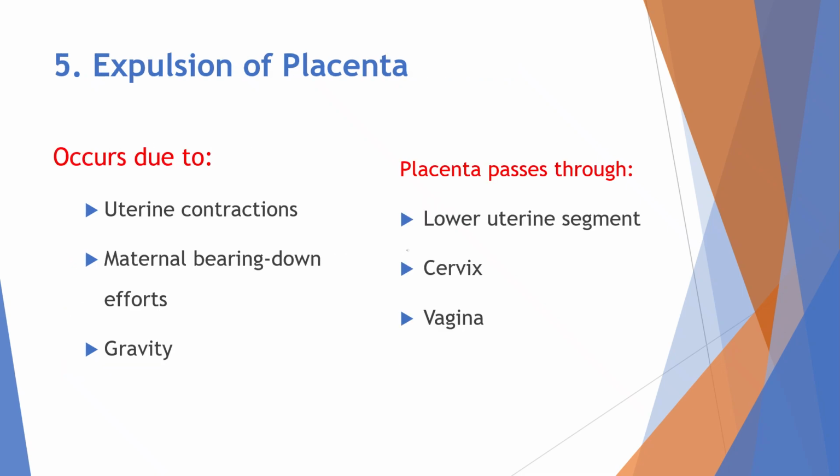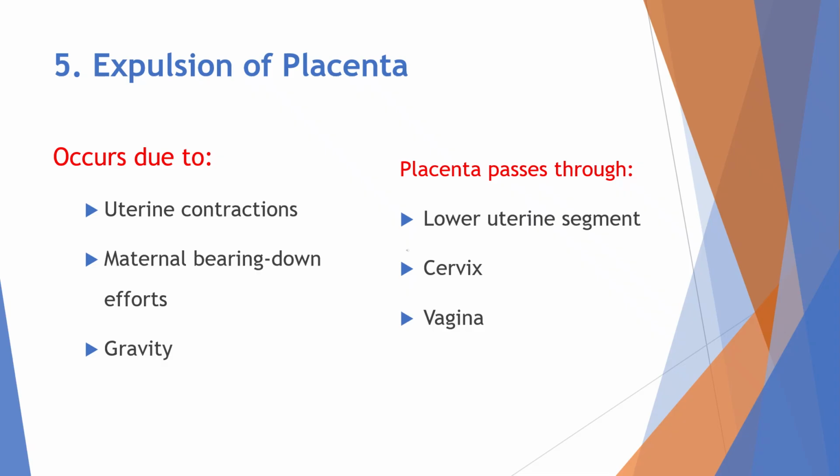Next, we will discuss the expulsion of the placenta, which is the final event of the third stage of labor. Once the placenta has completely separated from the uterine wall, it needs to be pushed out of the uterus. This expulsion mainly occurs due to strong uterine contractions, which continue even after the baby is born. These contractions help move the placenta downward. Along with uterine contractions, maternal bearing down efforts also help in expelling the placenta, especially when the mother is encouraged to push gently. Gravity also plays a role, particularly when the mother is in an upright or semi-sitting position.